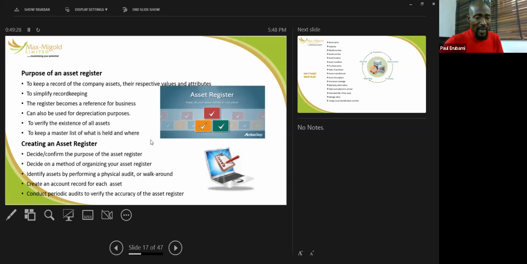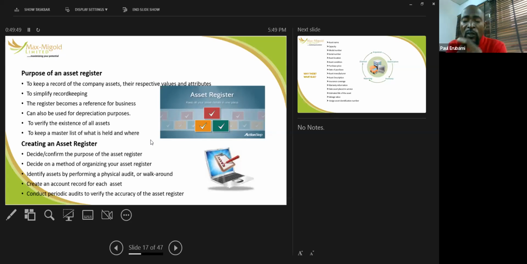And when you want to create an asset register, what are those things that are required of you? One, you decide and confirm the purpose of the asset register. Why do you need the asset register? The purpose of the asset register should be your number one priority. Then, two, decide which method you are going to use to organize your asset register.